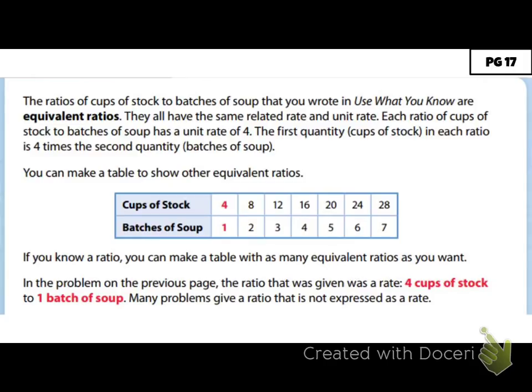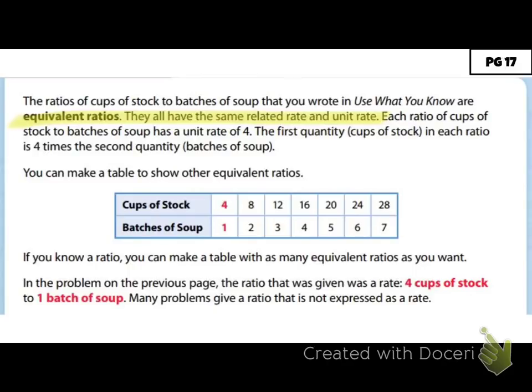So, the ratio of cups of stock to batches of soup that you wrote and use what you know are equivalent ratios. So we want to make sure that we underline that or highlight that. Equivalent ratios. They all have the same related rate and unit rate. Each ratio of cups of stock to batches of soup has a unit rate of 4. The first quantity, which is the cups of stock in each ratio, is 4 times the second quantity, which is the batches of soup. You can make a table to show other equivalent ratios.